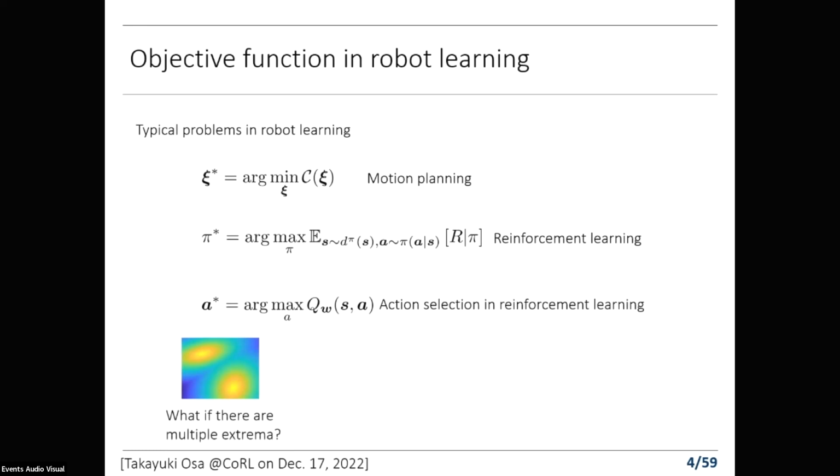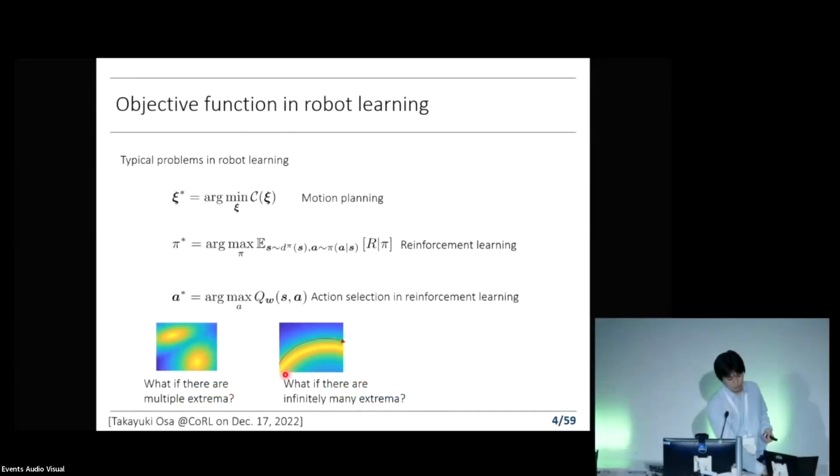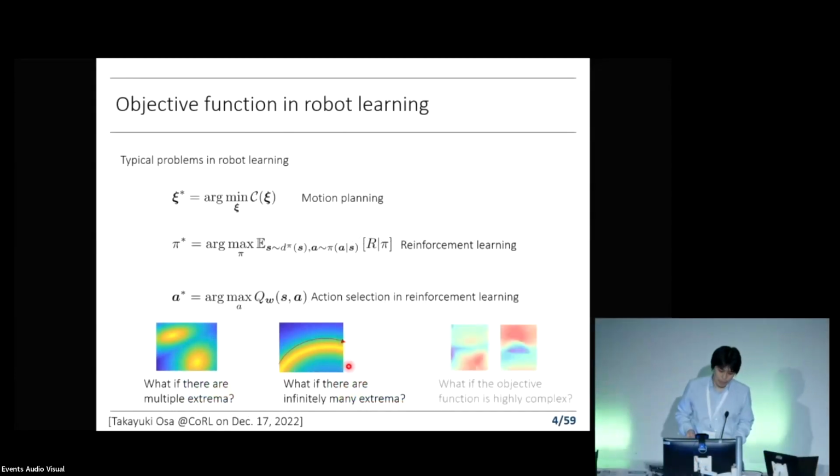If the objective function looks like this, there will be two solutions. And if the objective function looks like this, then there will be infinitely many solutions along the ridge of the cost function. And furthermore, in practice, sometimes we face this kind of highly complex objective function. And actually, the existence of multiple extrema in the objective function can be troublesome in practice. For example, in the context of imitation learning, learning from diverse demonstrations can be challenging in practice.